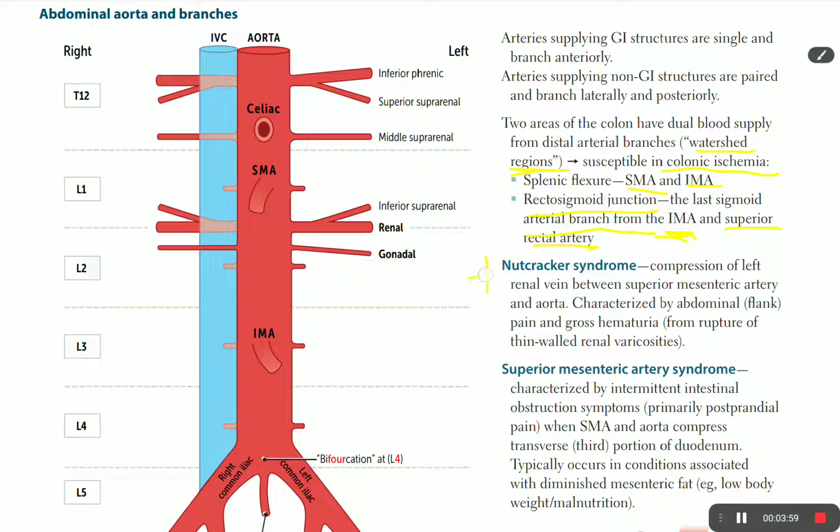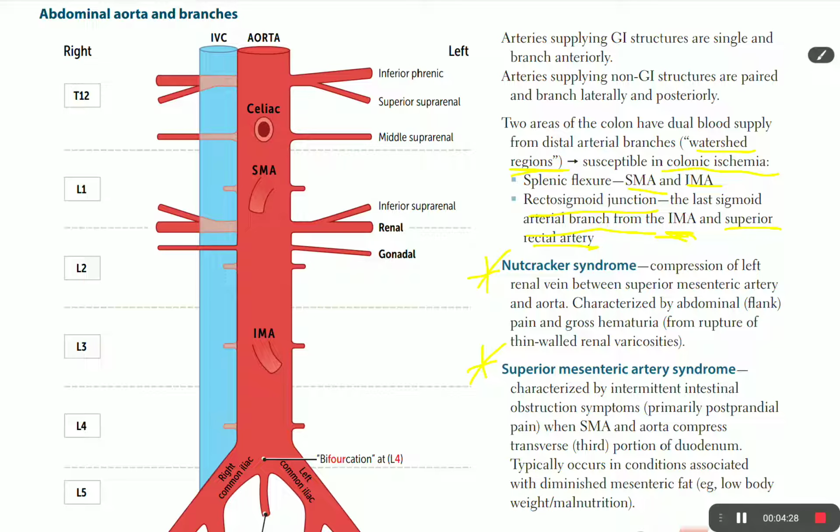We have two syndromes added in the 2020 edition of First Aid: nutcracker syndrome and superior mesenteric artery syndrome. It's not a difficult one, so easy. So we're gonna talk about it right now. Okay, blood supply as well.